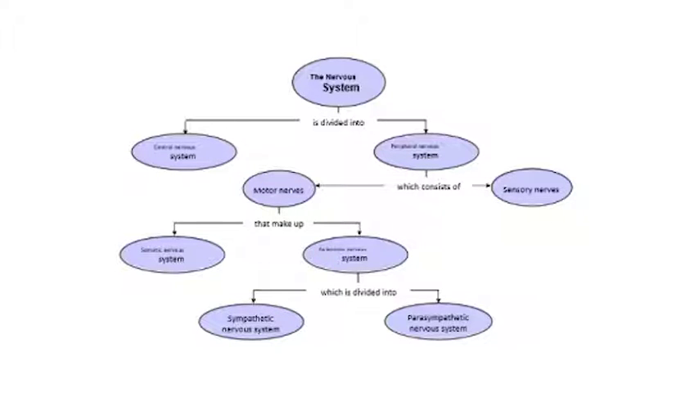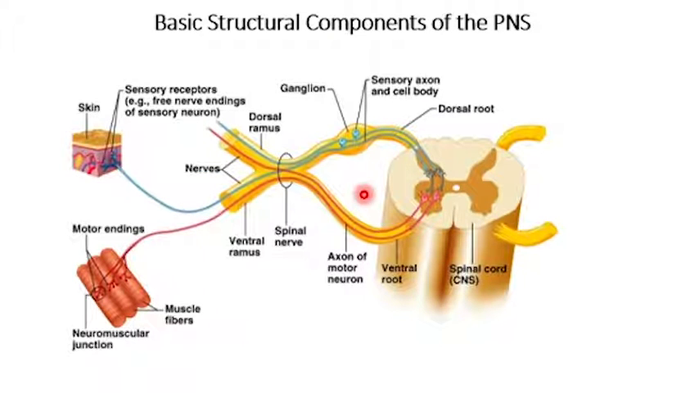Now broadly, the peripheral nervous system can be divided into sensory and motor. Motor can then be further divided into somatic and autonomic, and autonomic can then be further divided into sympathetic and parasympathetic. And we'll go into this in further detail.